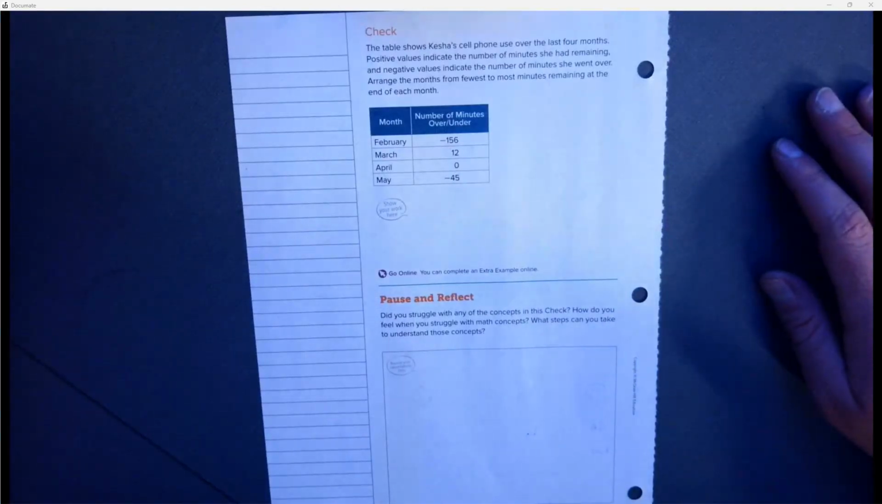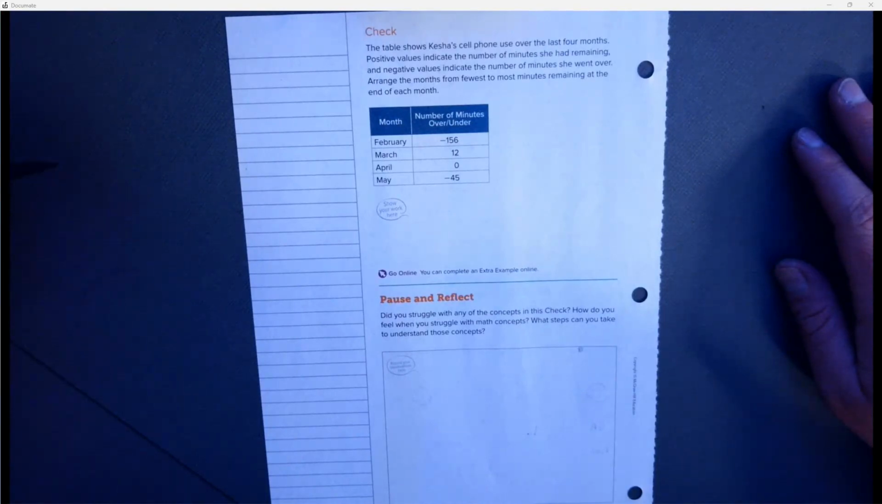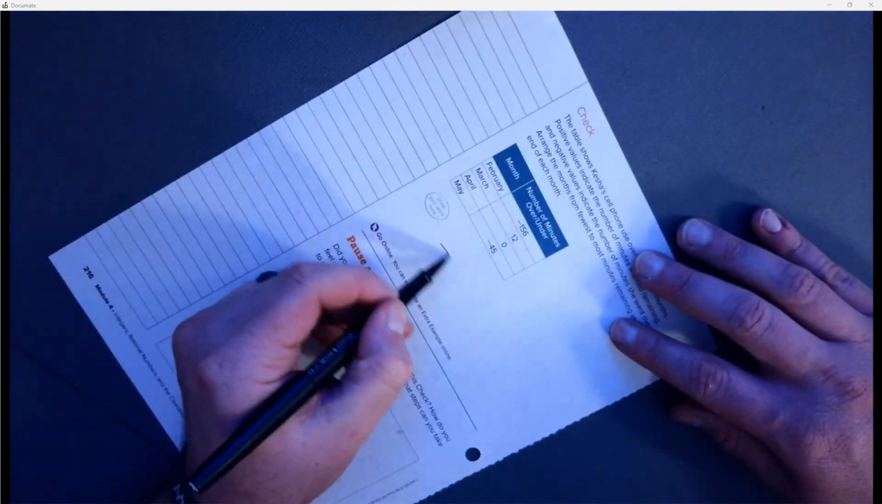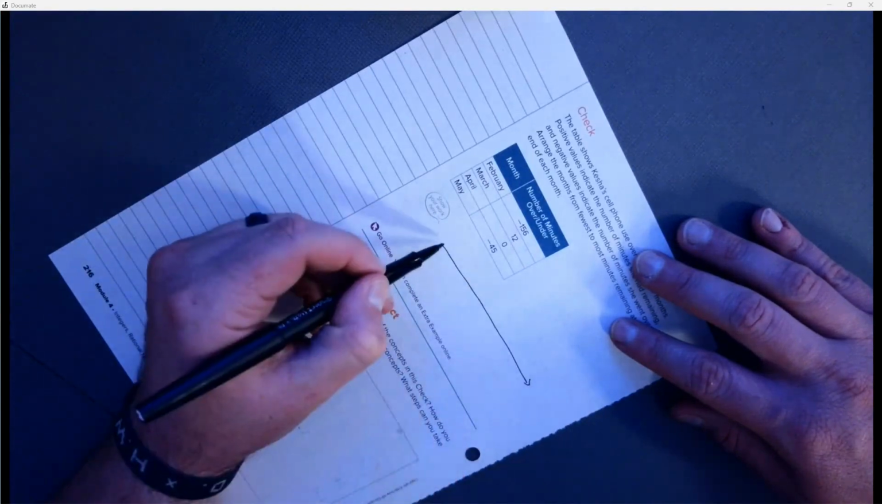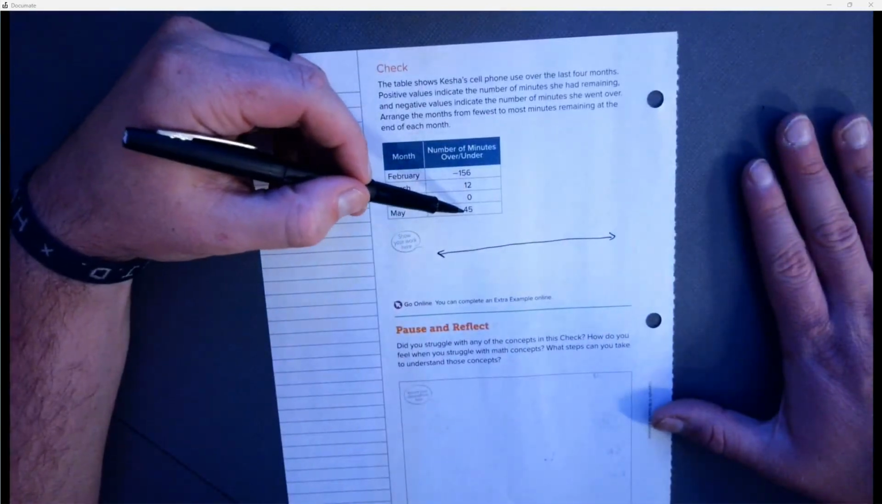Now let's look at the check problem on the next page. The table shows Keisha's cell phone use over the last 4 months. Positive values indicate the number of minutes she had remaining, and negative values indicate the number of minutes she went over. Arrange the months from fewest to most minutes remaining at the end of each month. So to do this, we can set up a number line. Draw my line. I know I've got negative 156, 12, 0, and 45.